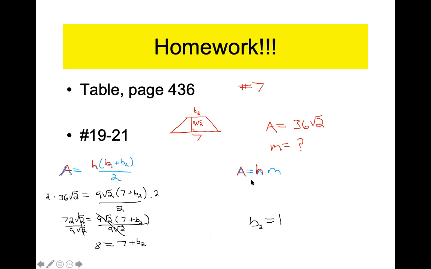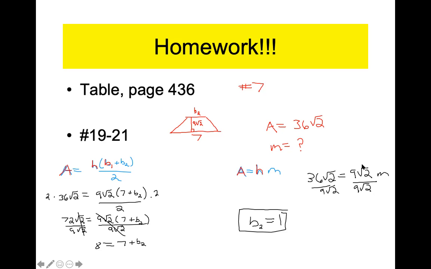Second one is equally as easy. I'm going to put a box around this. I'm going to use this formula here. So area we already know was 36 root 2. So 36 root 2 is equal to the height, which was 9 root 2, times m. Same trick as the previous one. What are we going to do first? Just divide by 9 root 2.